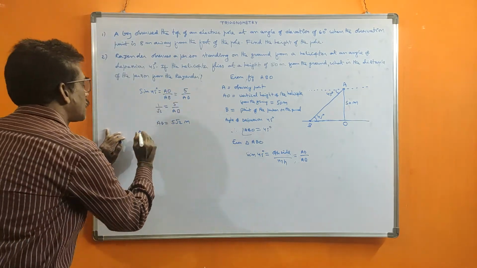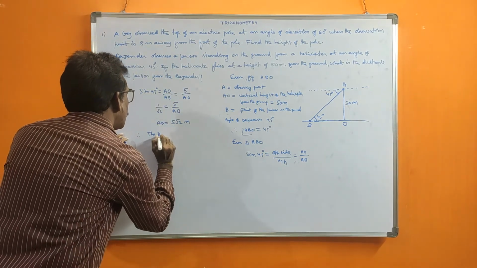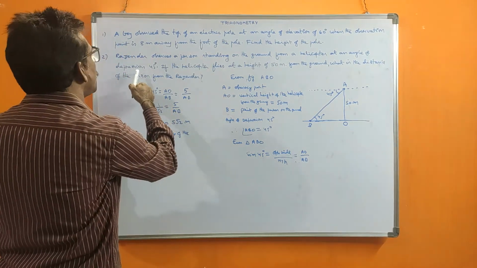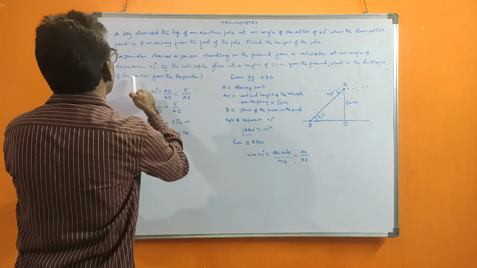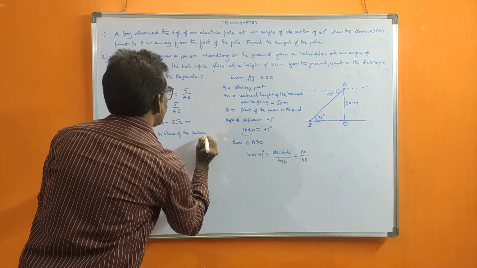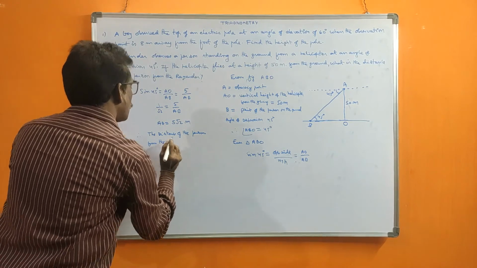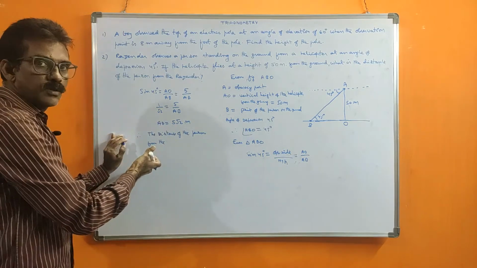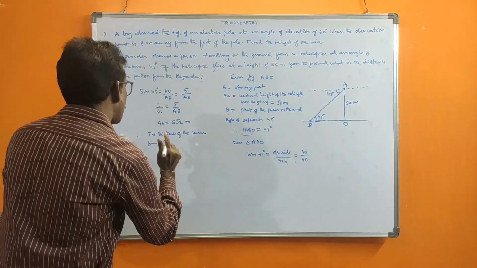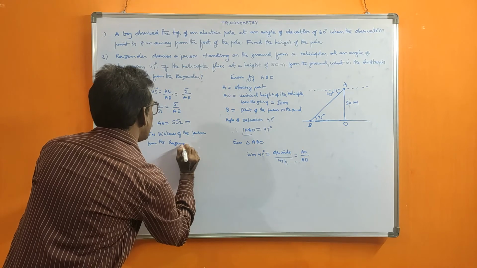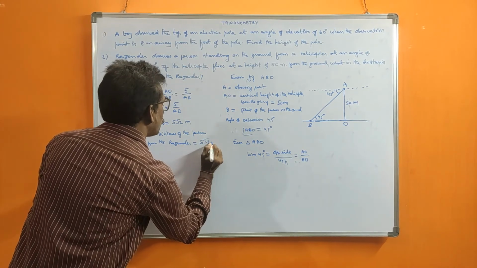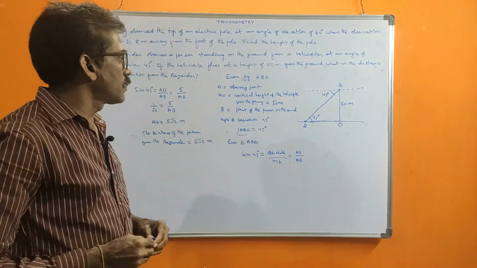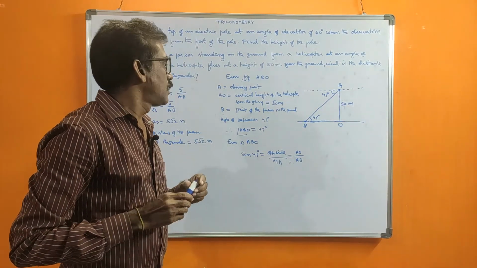AB we know. That means you write: therefore, the distance of the person from the Rajendra. Person means this point, B point. Rajan means A point. The AB distance is what we calculated. So the distance of the person from the Rajendra is equal to 5 root 2 meters, right? Okay, like this we can calculate.